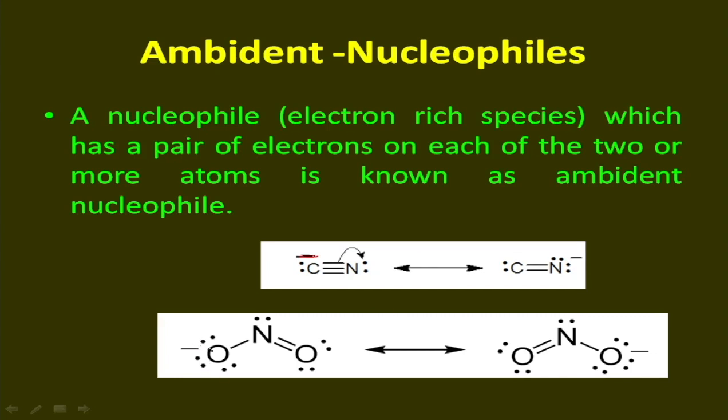The second one is NO2 minus, where nitrogen has a lone pair of electrons. In the second structure the minus charge shifts onto oxygen. In the first structure the minus charge is on the left oxygen, and in the second structure it is on the right oxygen. This type of nucleophile is an ambident nucleophile.